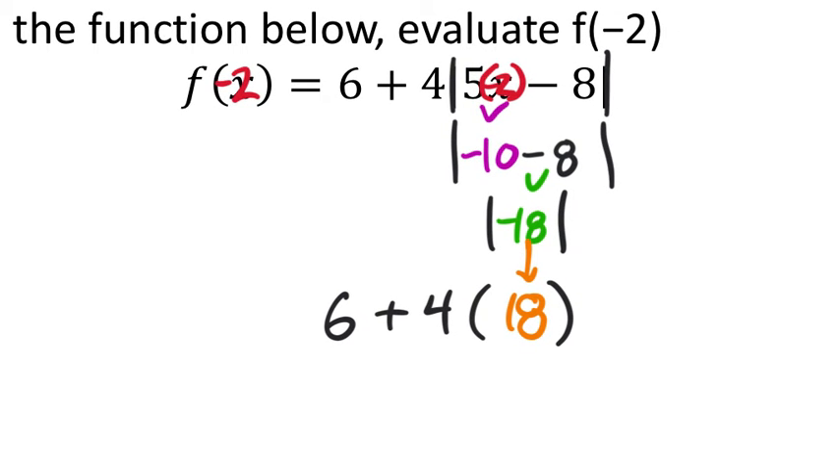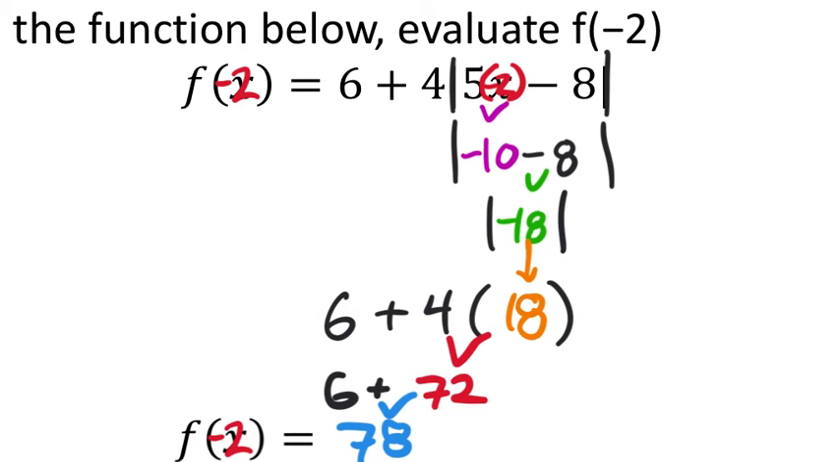Please, on these problems, especially on a quiz or an exam, don't do 6 plus 4 first, and don't distribute your 4, because of the order of operations, okay? You have to do the parentheses first. But now it's still order of operations, so it'd be 4 times 18, which is 72. So that'd be 6 plus 72, which finally, when we add these, is 78. So that means f of negative 2 equals 78.